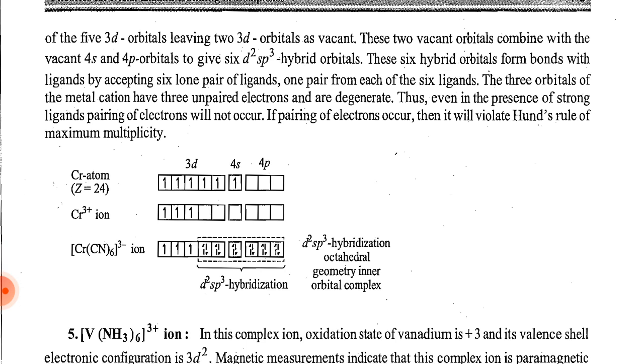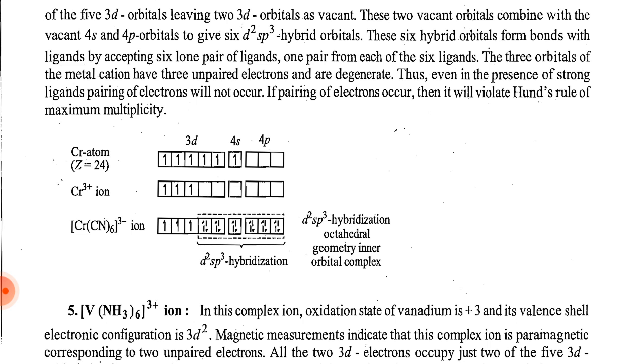Chromium atom, atomic number 24: 3d4... 4 electrons are present in 3d and 1 electron is present in 4s. Chromium after losing 3 electrons will form Cr3+: 3d will have 3 electrons and 4s and 4p will be empty. The Cr(CN)6 3- ion will receive 12 electrons and form d2sp3 hybridization. 3 unpaired electrons are present, so this compound is paramagnetic.